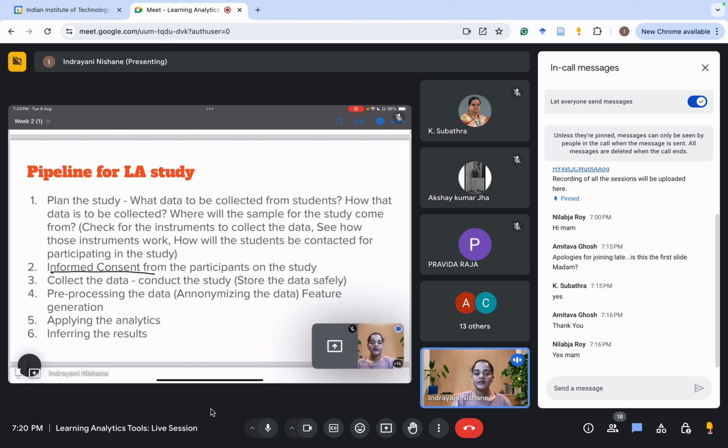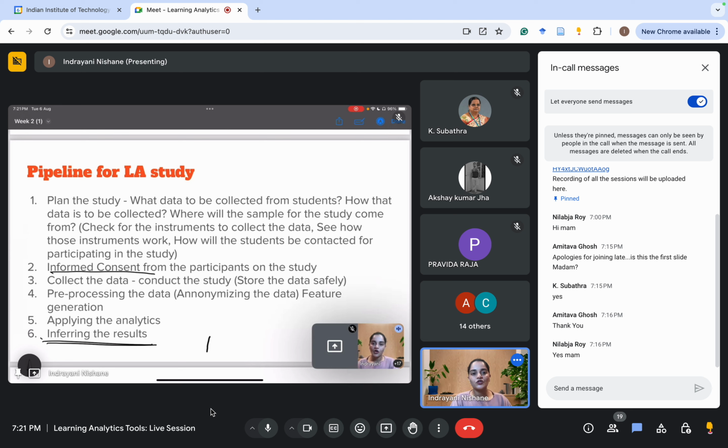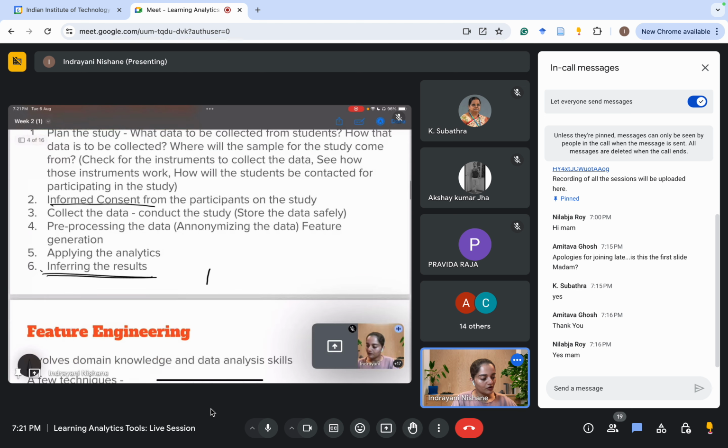Inferring the results is what makes this field different from main data analytics. For main data analytics, this may not be that important, but for us in learning analytics, our understanding about how learning is happening, what factors are important, and what factors we should pay attention to while optimizing their learning experience and their learning environment plays an important role. So we'll move on to the next.